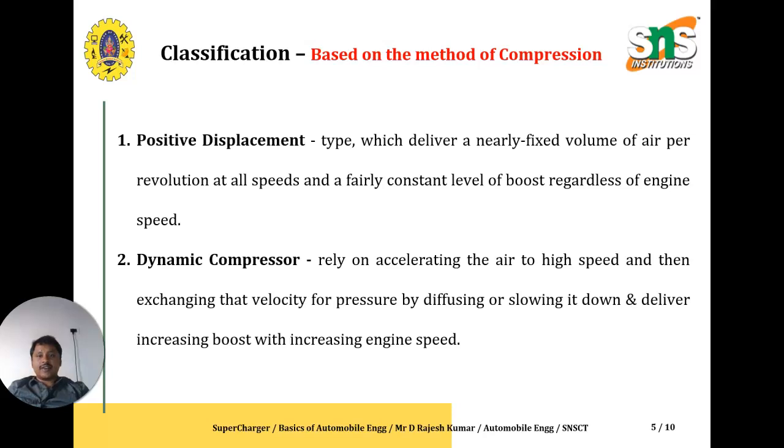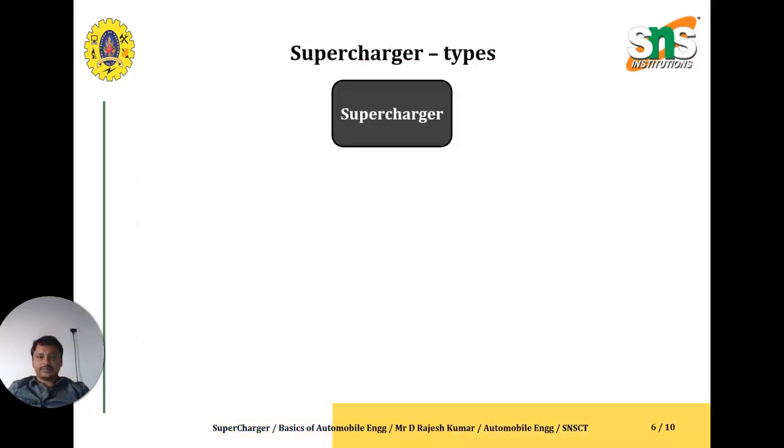There are different types of compressors. One is the positive displacement, another one is the dynamic compressor. Both work on the same concept. The positive displacement compressor boosts regardless of the engine speed, whereas the dynamic compressor relies on accelerating the air at high speed. So according to the throttle, it relies on the power and accordingly boosts the air to the engine.